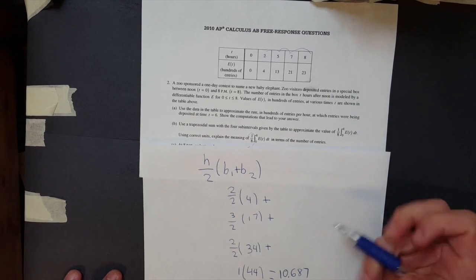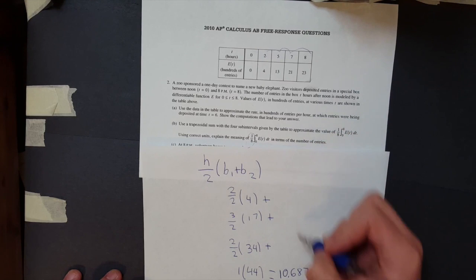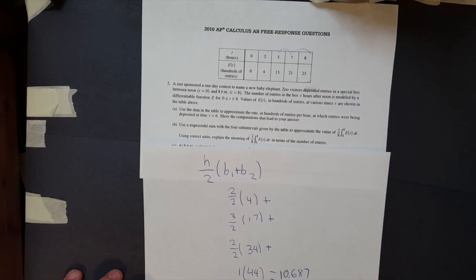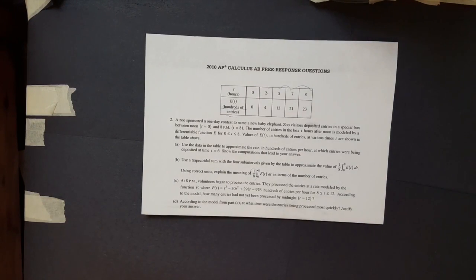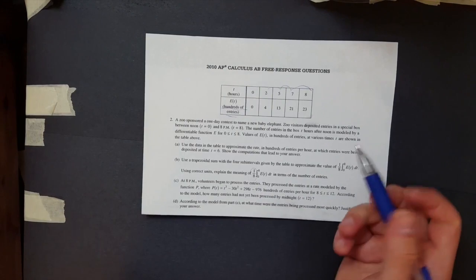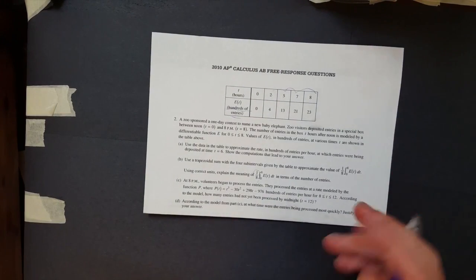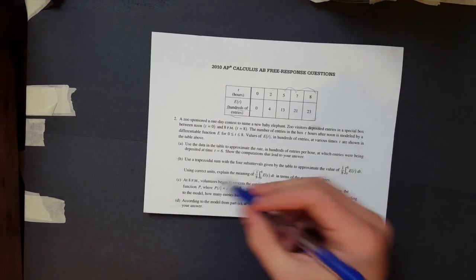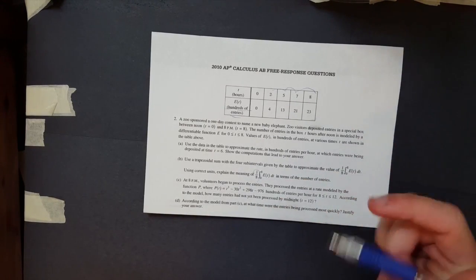10.687. So 1 point will be setting up your approximation, and another point will be your actual number. And make sure you round correctly, because on the AP test you must round to 3 decimal places. Okay, so the second part of part B just asks us, what does this mean? We don't need to know any numbers, we just need to explain. And this is going to be 1 point of part B. So part B is going to be a total of 3 points.